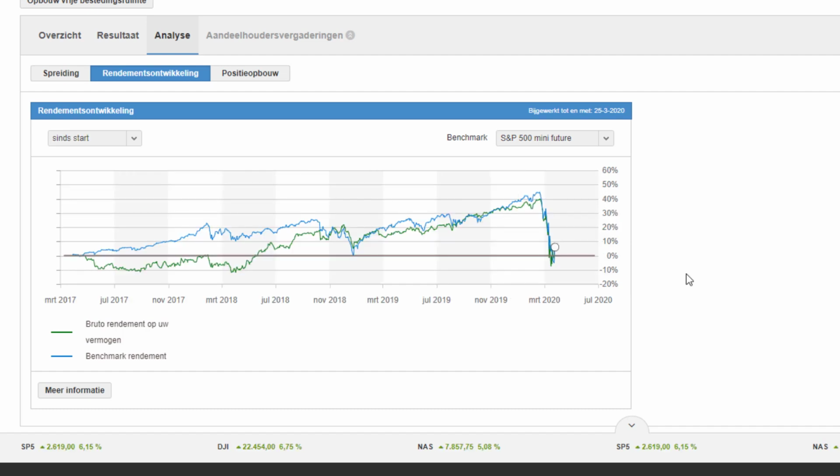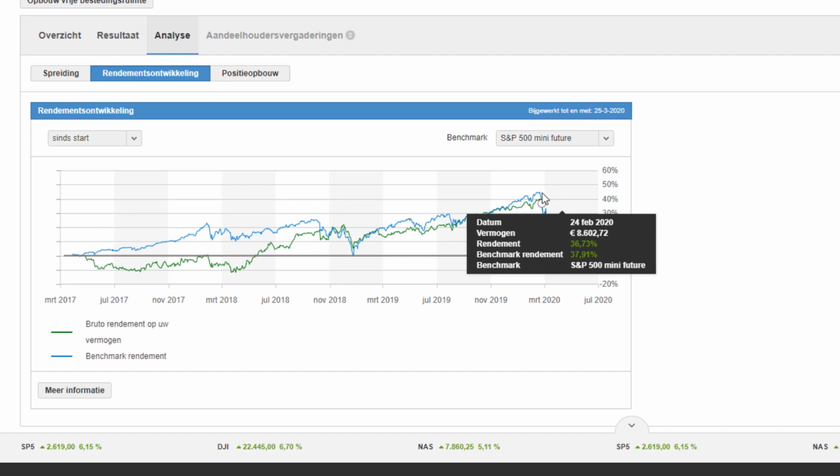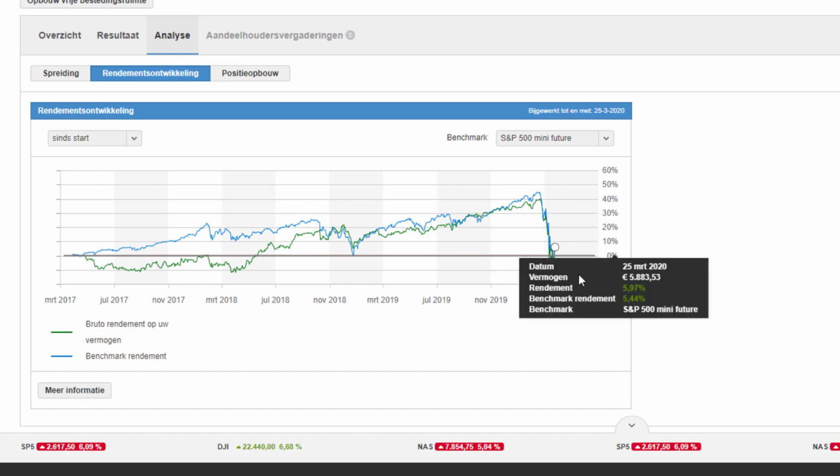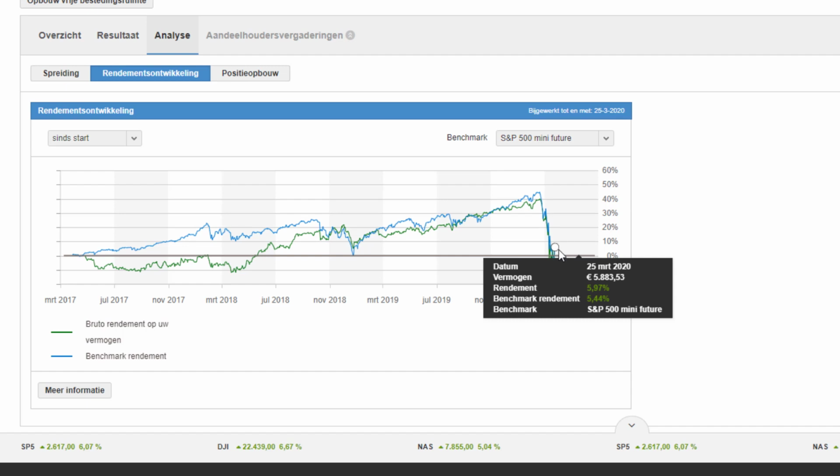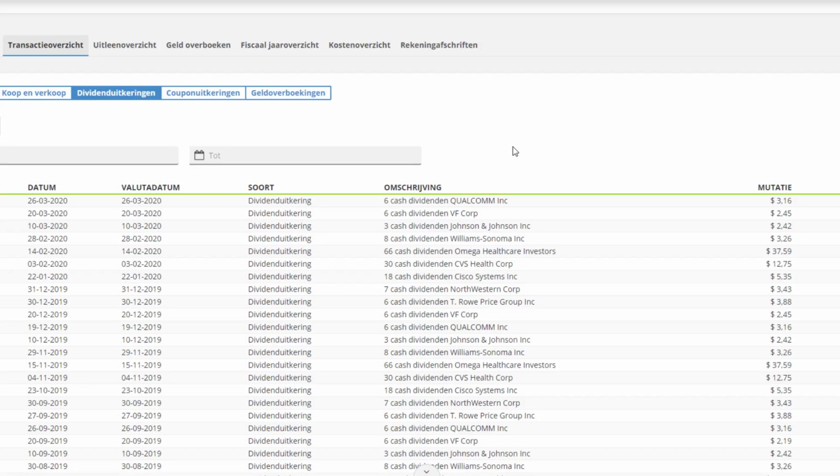And now since the start of my portfolio in 2017, you can see it went up till here in February, and then it crashed down along with the S&P 500. And right now it is showing a positive of almost 6% overall against 5.4% of the benchmark. But as dividend growth investors, what we care about is the dividends coming in, not so much how the total portfolio performs over a short amount of time.